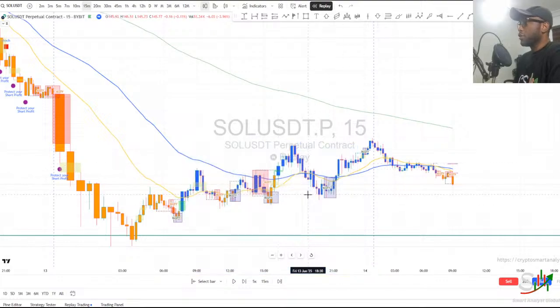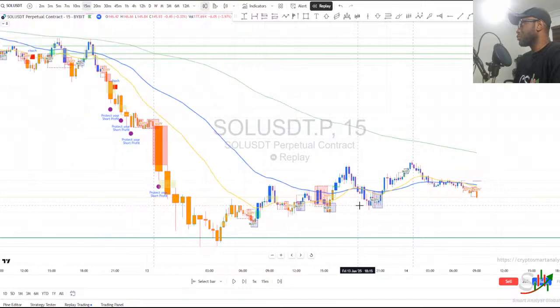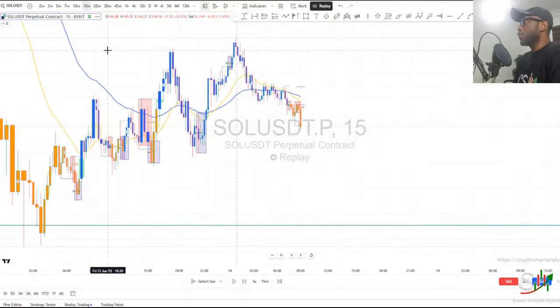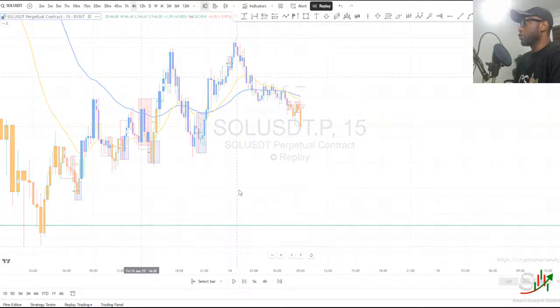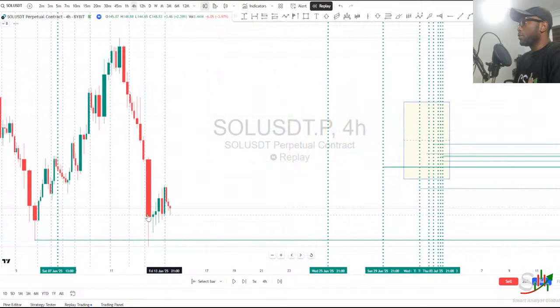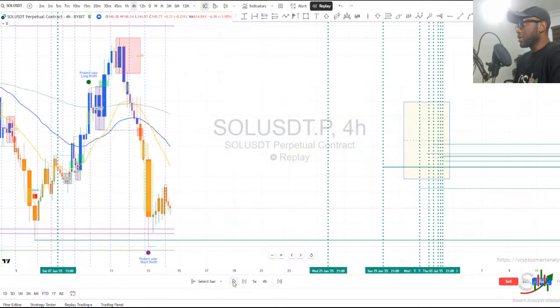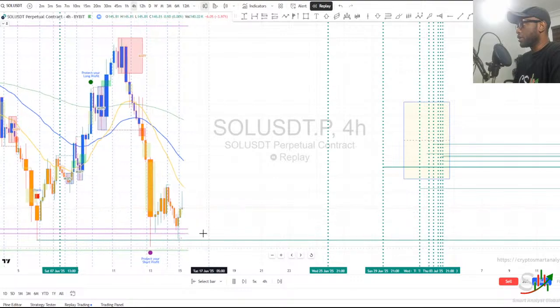But let's say you're not scalping, you don't want to sharpshoot your entries and get out of it. What do you want to look out for? Mostly, I want to look out for a change of character, a break of structure on my higher time frame, which is say 4 hour time frame.